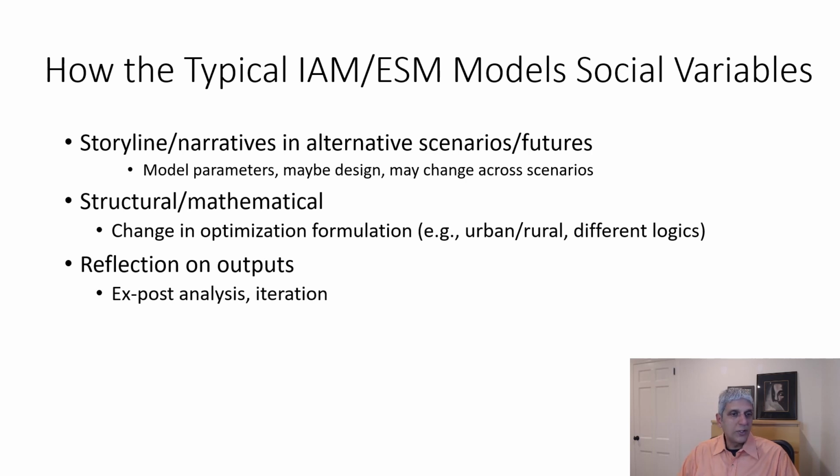The third way, which is the weakest way in some way, is to actually not really take into account any of these social variables, but you just reflect on those caveats in the output. You discuss what you would have done and potentially iterate and create a different model run that analyzes a hypothetical. So we have to make a choice in terms of what direction we go.